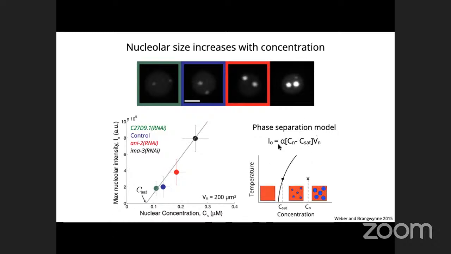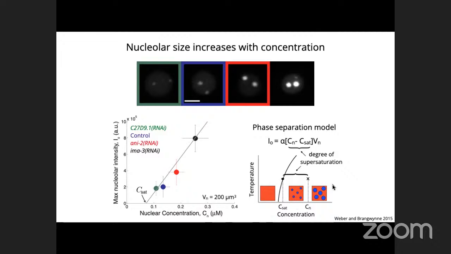So just to graphically show you, hopefully to orient you, what we're plotting in this model is that the concentration in the nucleoplasm is something here, and then the saturation concentration is here. This term is the degree of supersaturation. So it's above the saturation concentration, and the further to the right I go, the more above it we are, and so the larger the droplet size will be.